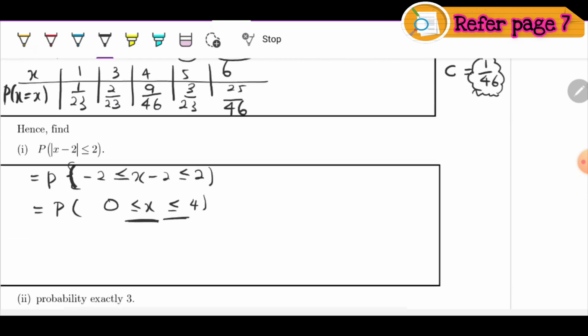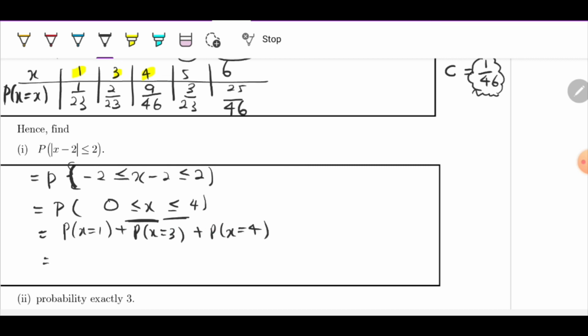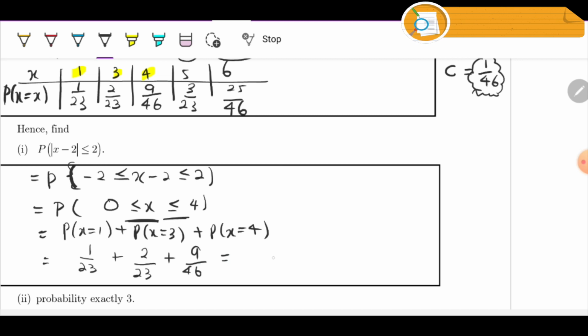So look at the probability distribution table. So we can take the values of 1, 3, and 4. So P(X=1) plus P(X=3) plus P(X=4). The probability when x equals 1 is 1 over 23. When x equals 3, the probability is 2 over 23. And when x equals 4, the probability is 9 over 46. We add up all the probabilities and then the answer is 15 over 46.